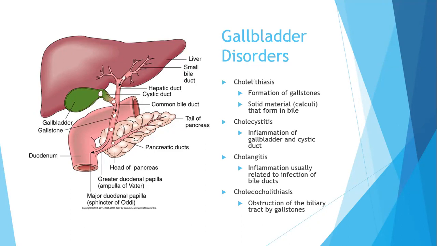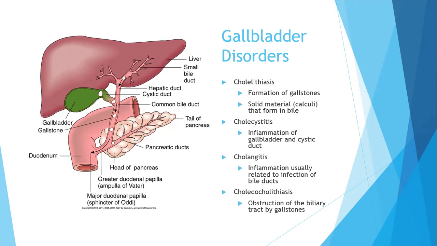So lots of different gallbladder disorders, and they all start with the prefix chole. So cholelithiasis, very common, gallstones. Lith is stone, chole is gallbladder, and iasis is condition or disease. So you've got rocks in your gallbladder. Calculi, or calculus, is what they're called: solid material that forms in the bile. There are different types of gallstones, and we'll talk about them in a second.